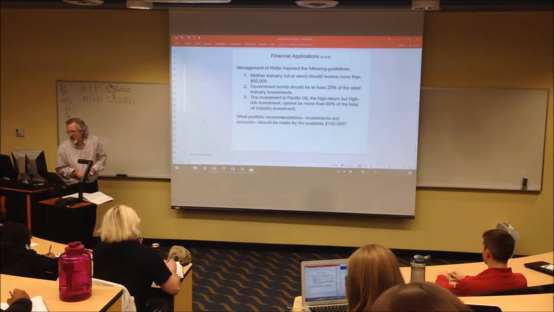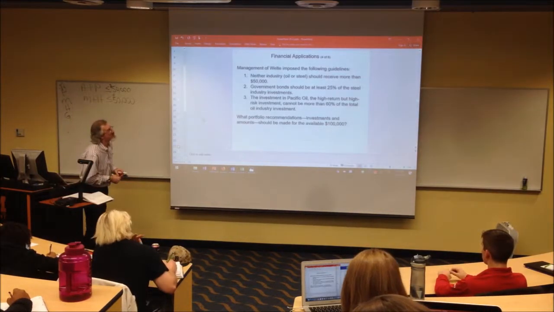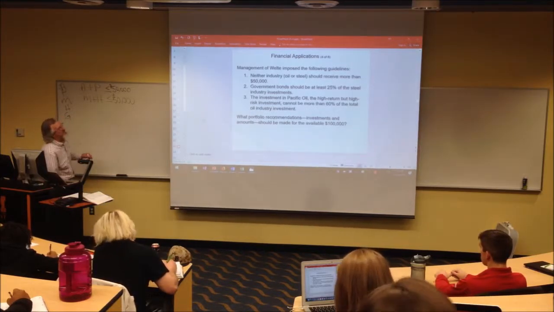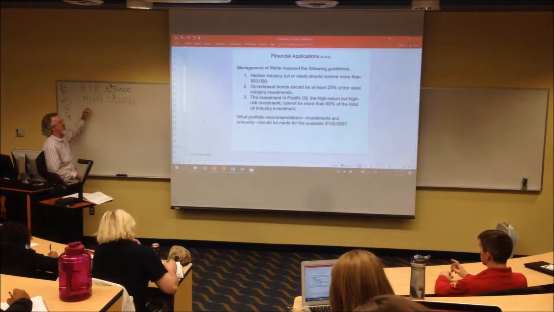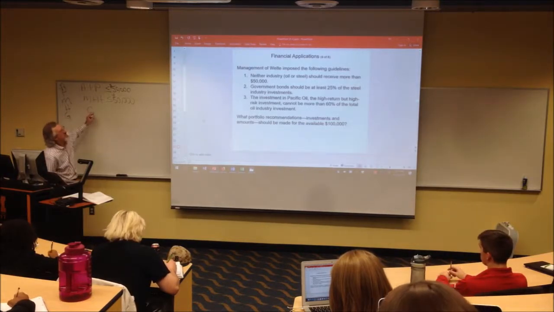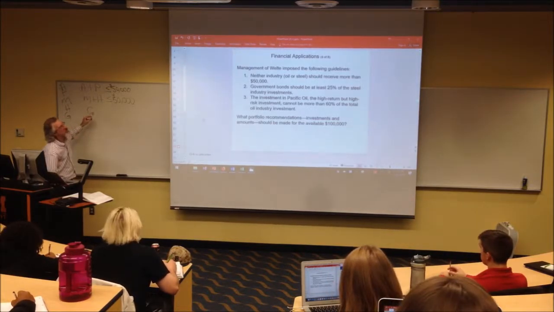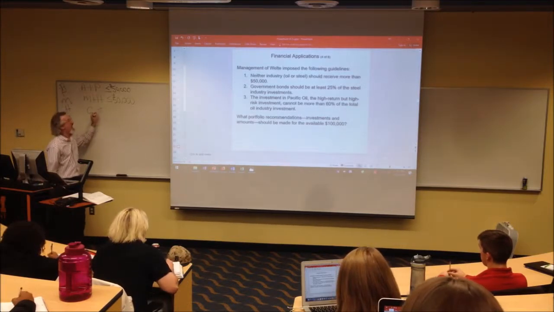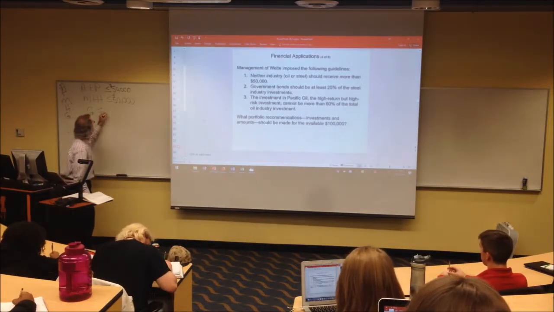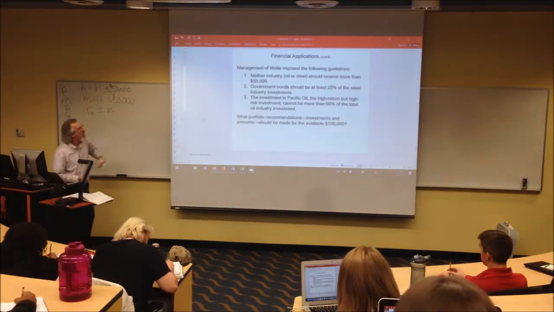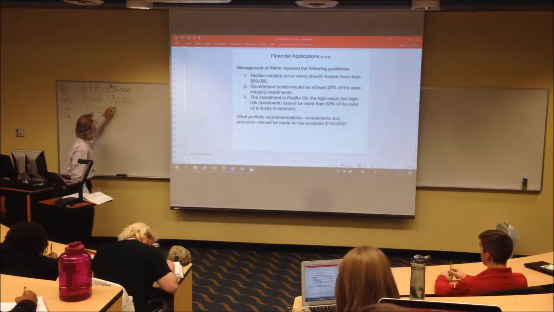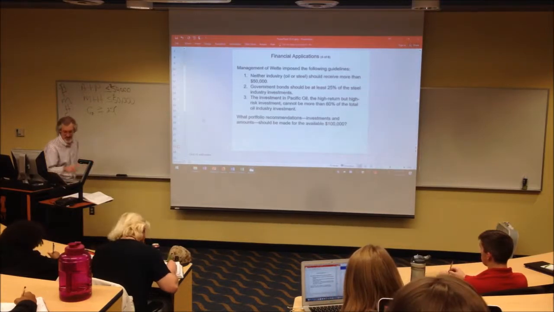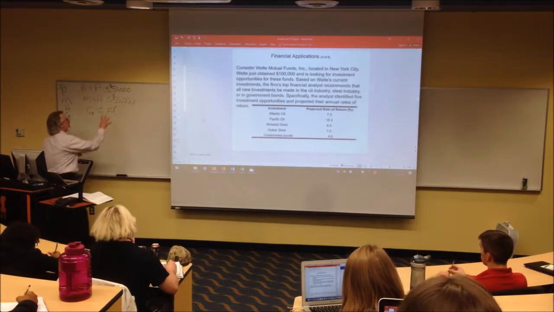Next says government bonds should be at least 25% of the steel industry investments. Which variable is government bonds? G. Doing it just like it reads. Should be at least, so greater than or equal to. At least 25%, 0.25 of, so we know that's times, the steel industry investments. Let me go back to the names.